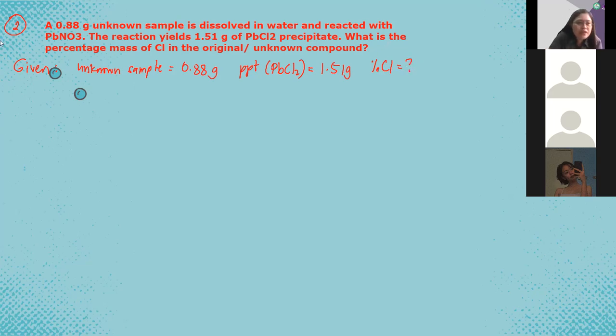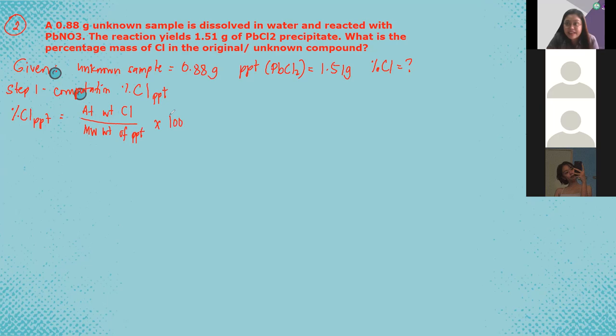So let's start with step one. Step one again is computation ng percent chloride in the precipitate. Now, what is our formula for this? Percent chloride in the precipitate is equal to the atomic weight of chloride divided by the molecular weight of the precipitate times 100. So, ang atomic weight sa atong chloride gani? 35.45 grams per mole.